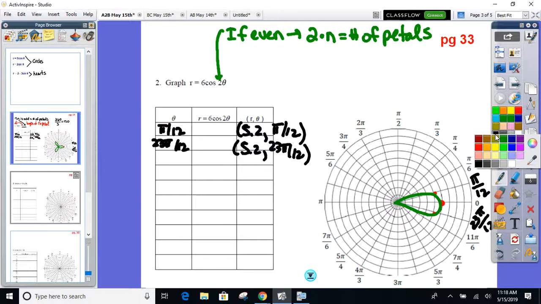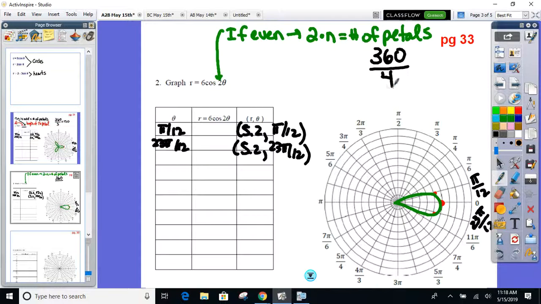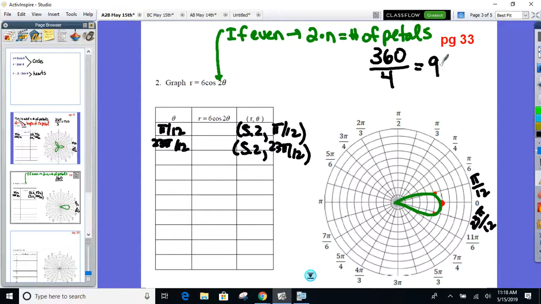You got four petals. How far apart are they going to be? How do I know they're going to be 90 degrees apart? 360 divided by that n value, I'm sorry, divided by 4 petals. Sorry, there's 4 of them, not 3 of them. 4 petals. Yes, they are going to be 90 degrees apart. Makes it easy for us, right?